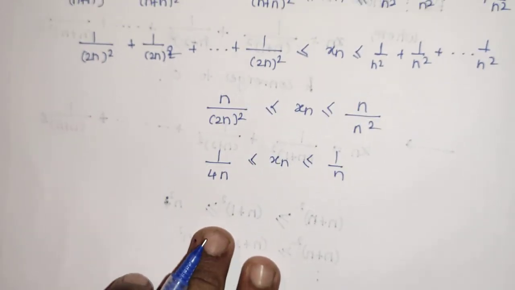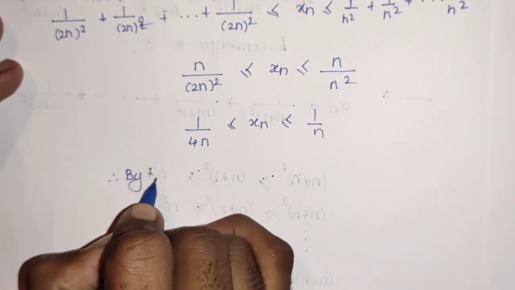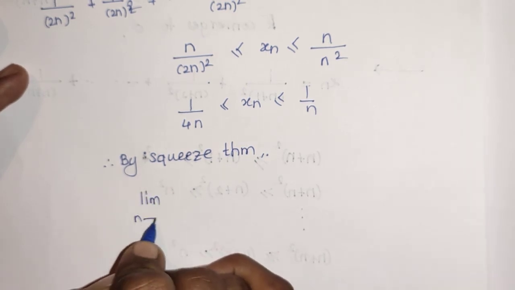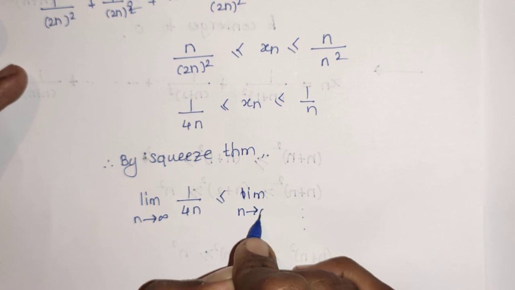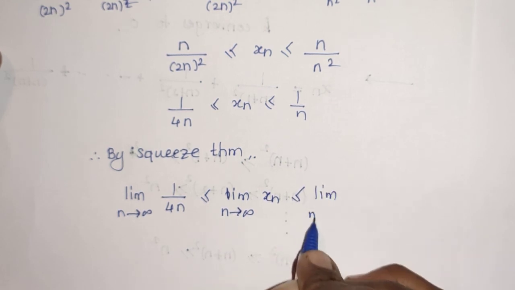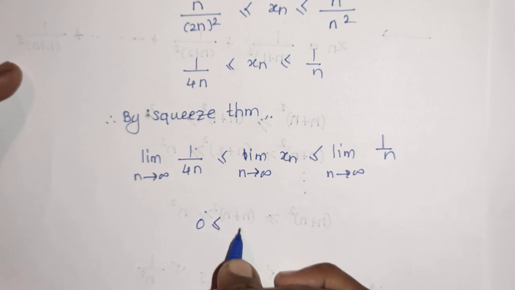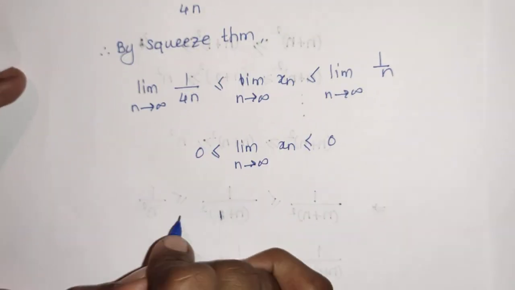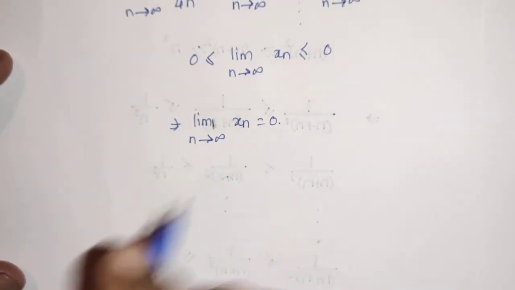Now if we find the limits as n tends to infinity, by the squeeze theorem we can write: limit n tends to infinity of 1 upon 4n is less than or equal to limit n tends to infinity of xn, meaning 1 upon (n+1)^2 plus 1 upon (n+2)^2 plus up to 1 upon (n+n)^2, which is less than or equal to limit n tends to infinity of 1 upon n. Now 1 upon 4 times infinity, 1 upon infinity is 0, so 0 is less than or equal to limit of xn, which is less than or equal to 0. So we can write limit n tends to infinity of xn is equal to 0. Thus our given sequence xn converges to 0.